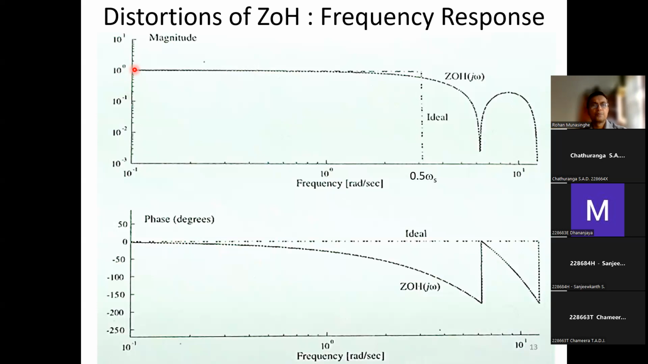Okay, no attenuation. But as you increase your frequency for higher frequencies, and this is 10 to the 0, which means 1 radian per second. And then you further go up, this is 0.5 omega s. That is, omega s is actually the sampling frequency. So this is half of that.